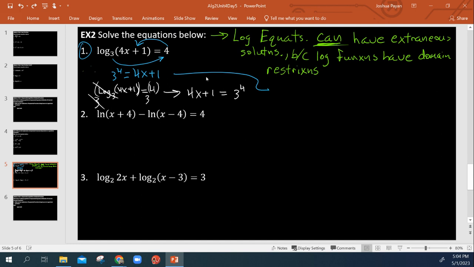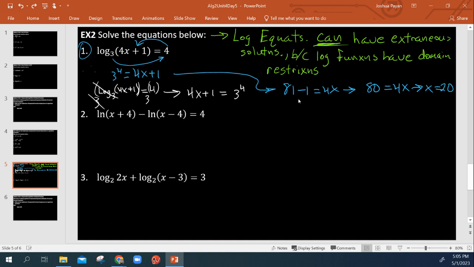So I'm going to go ahead and follow up from here. I'm just going to subtract 1 from both sides. Oh, and 3 to the fourth power is 81, by the way, because that's 3 times 3 times 3 times 3. I'm going to subtract 1 from both sides. Now I've got 80 equals 4x, divided by 4, and obviously x is going to be equal to 20.